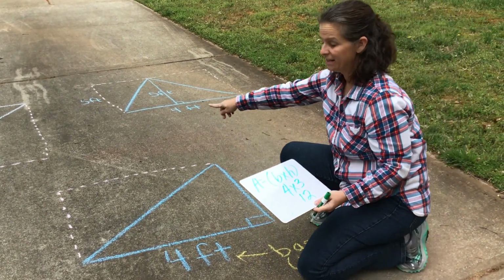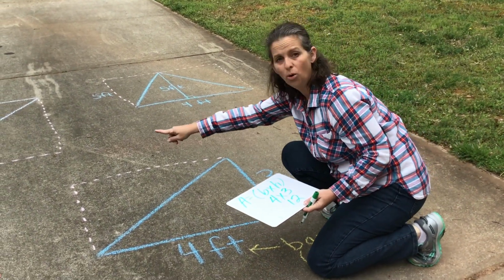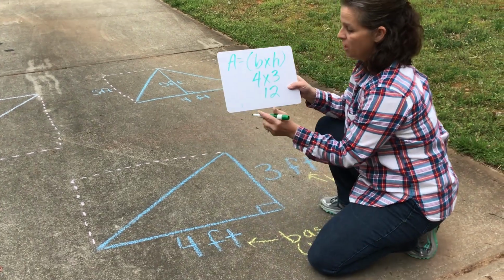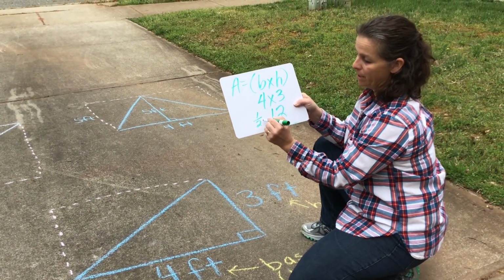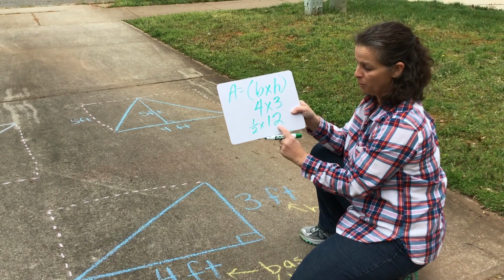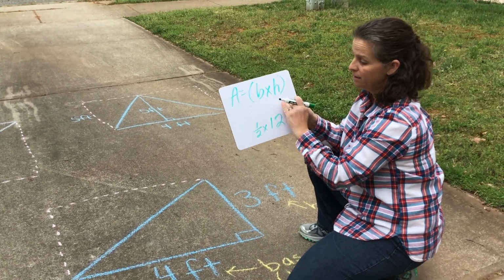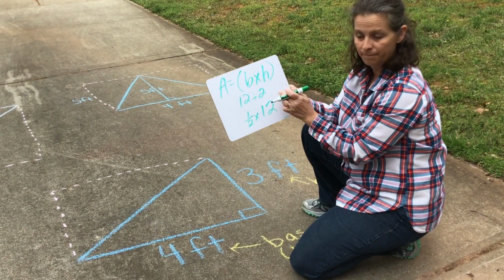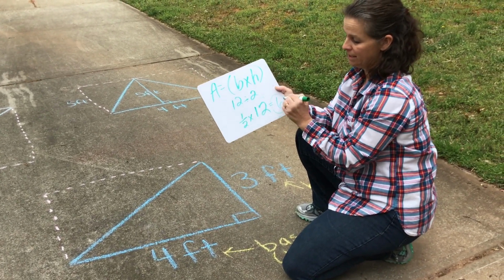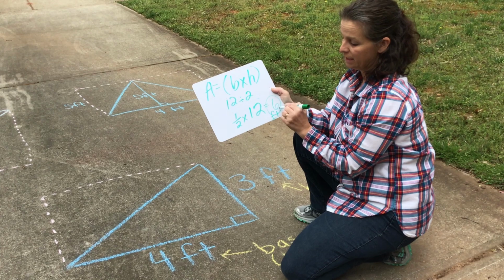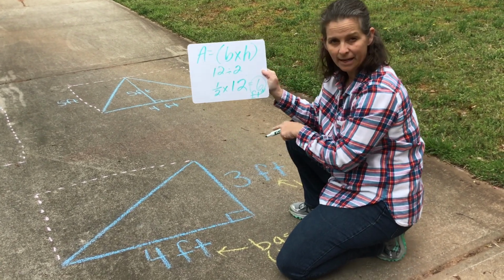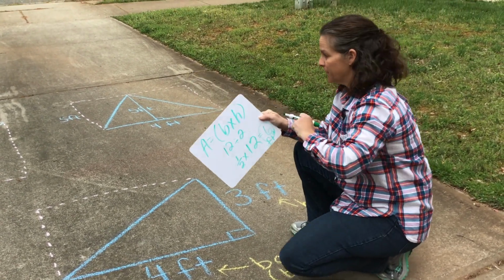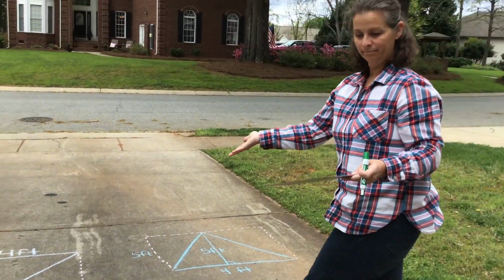But it's not this entire area. That would give me the squares of the whole rectangle. I only want half of it. So we're going to multiply that by 1/2 to find half of 12, or you can take that 12 and divide it by 2. Same thing. So half of 12 is 6. So this is made of 6 square feet inside the blue. Got it? All right, so let's look at another one.